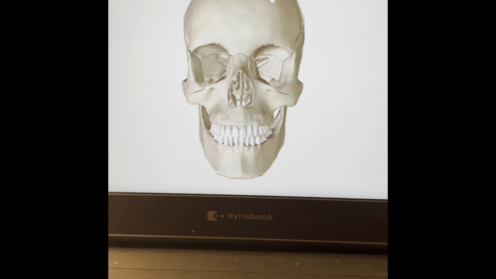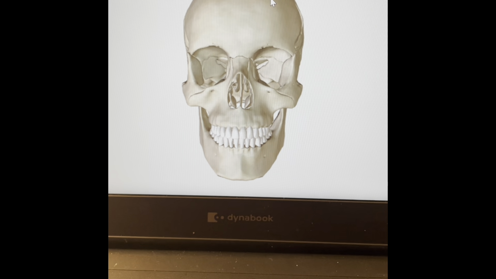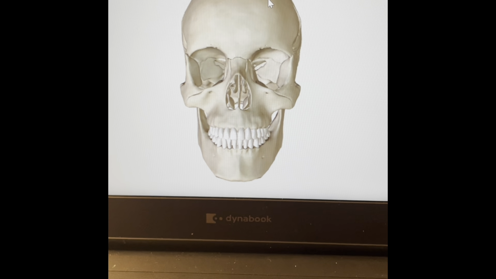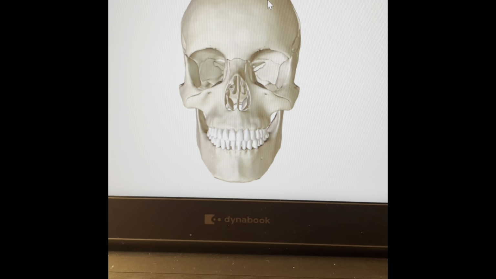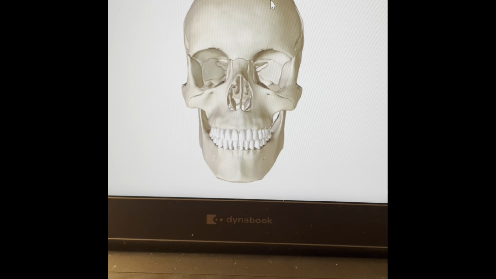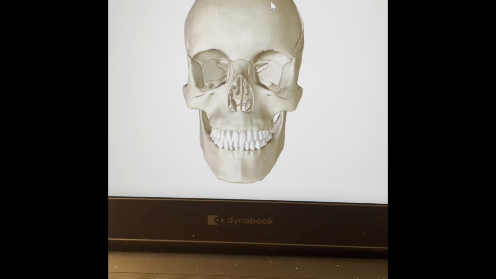I'll be your lab instructor today, and we'll be going over some specific bones of the skull. Once again, I'll be using the Cengage 3D model as well as some information from anatomy.net.